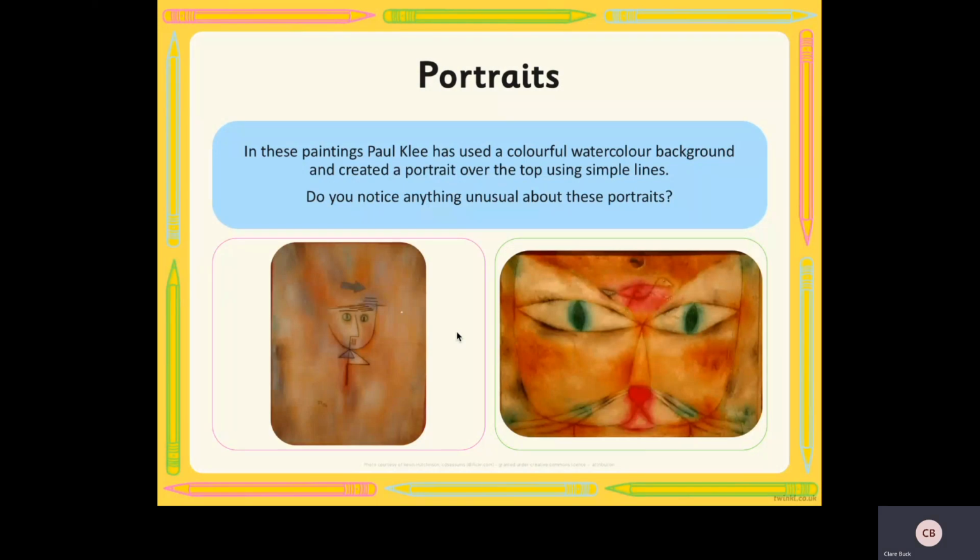In these paintings, Paul Klee has used a colourful watercolour background and created a portrait over the top using simple lines. But do you notice anything unusual about these portraits? If you look at the first one and the second one, this is the famous cat and bird that we'll be looking at today. Well, the first one has got a little man's face, hasn't it? But no body. A little arrow at the top with a watercolour wash as a background. And this one, the whole painting is of a cat's face, but can you see the bird?